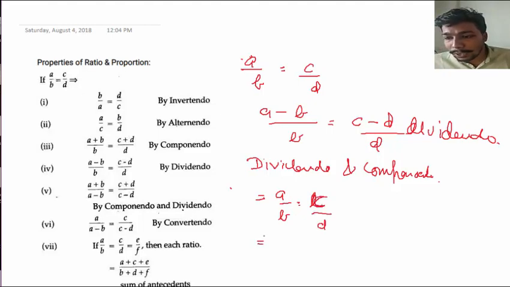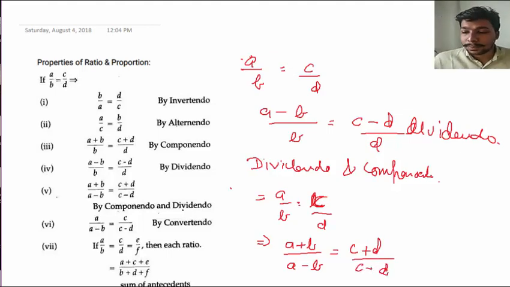Okay, so what we are doing here is we are adding B to the numerator as well as subtracting B from the denominator. In this case we have D at the denominator, so we are adding the denominator to the numerator as well as subtracting it. Okay, so this is dividendo and componendo. Now these rules are very useful for us because we will apply all these rules in our questions. That's why we are doing them.